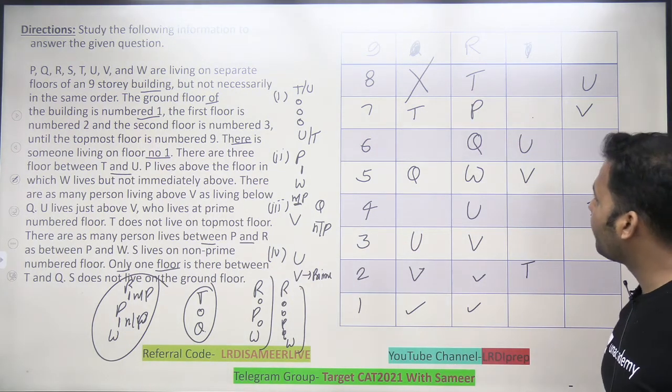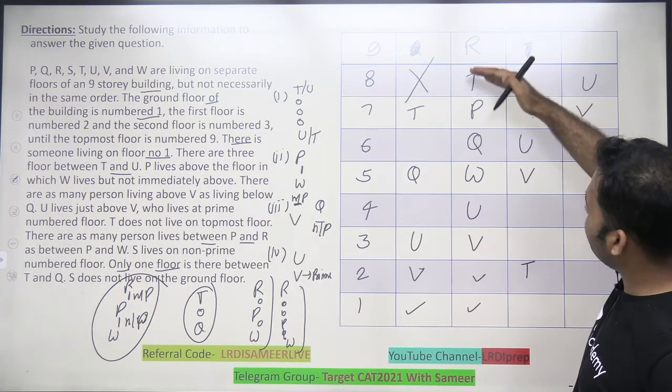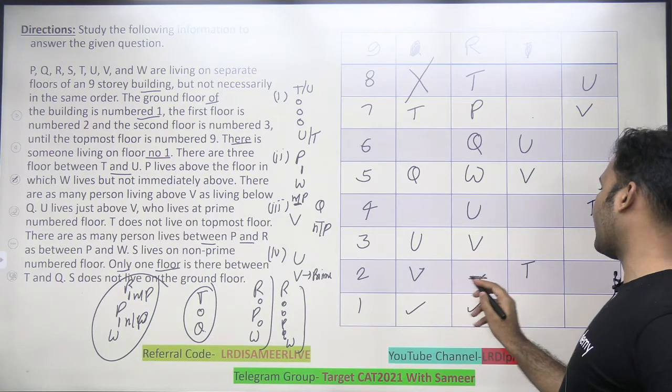But then you see that the number of people below Q, you can see that all these floors are filled. So one of these floors has to be vacant.